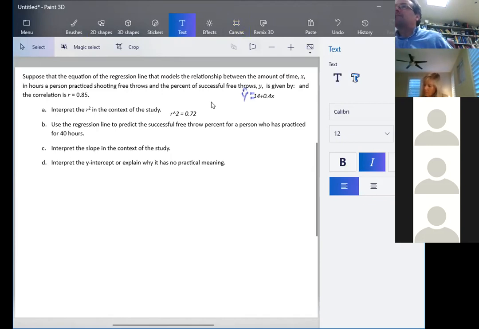Okay, so let's write it out. That's probably the hardest part of the entire lecture today, R squared.